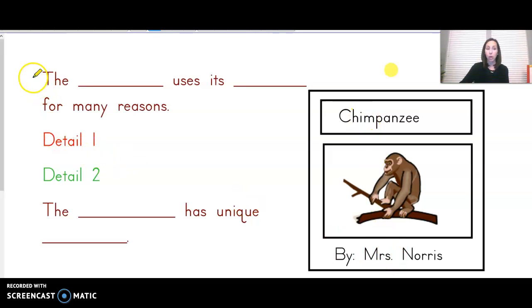Okay, now here's my topic sentence. The blank uses its blank for many reasons. So for mine, since I'm choosing the chimpanzee and I'm choosing the hands, this is what my topic sentence would sound like. The chimpanzee uses its hands for many reasons. That's my first sentence, my topic sentence. Now I need to fill in and think about my 2 details.